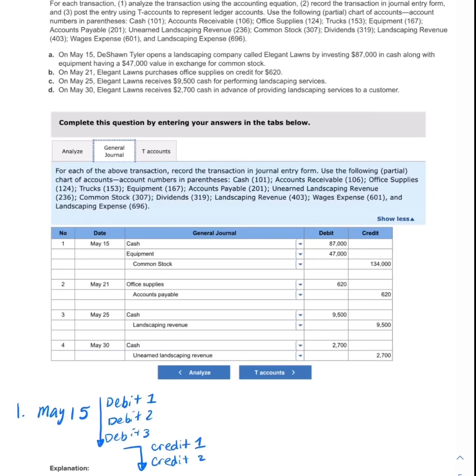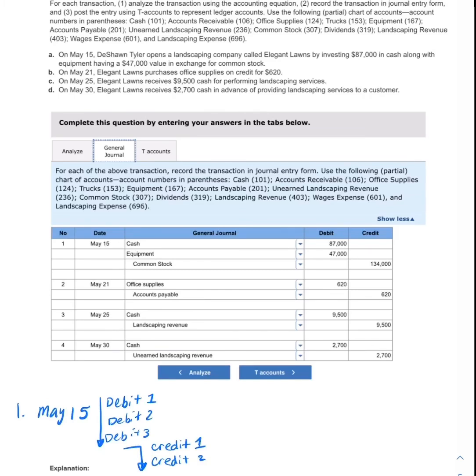But your total debits must always equal total credits. If you ever turn in one where debits do not equal credits, it is wrong. Because the total dollar amount of debits must always equal the total dollar amount of credits. So, do keep that in mind.